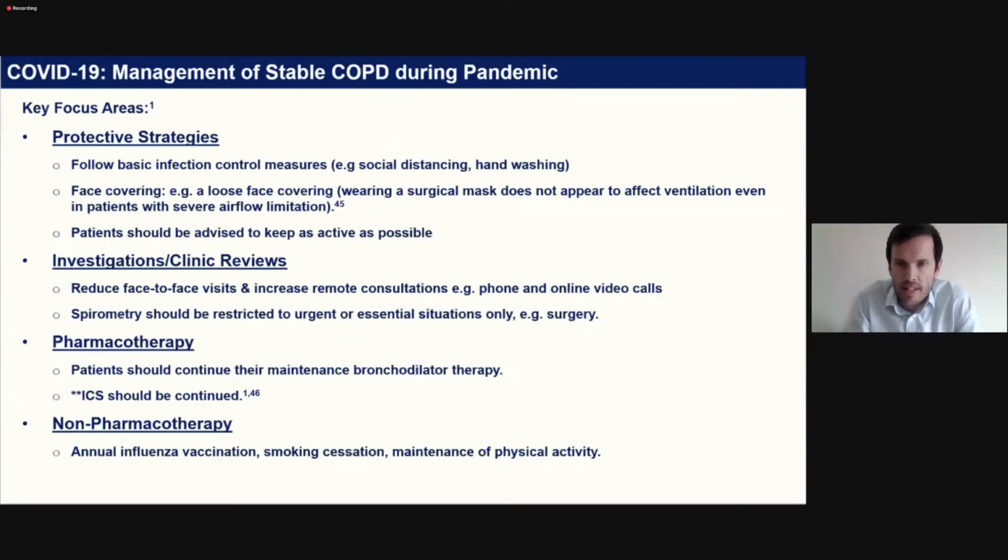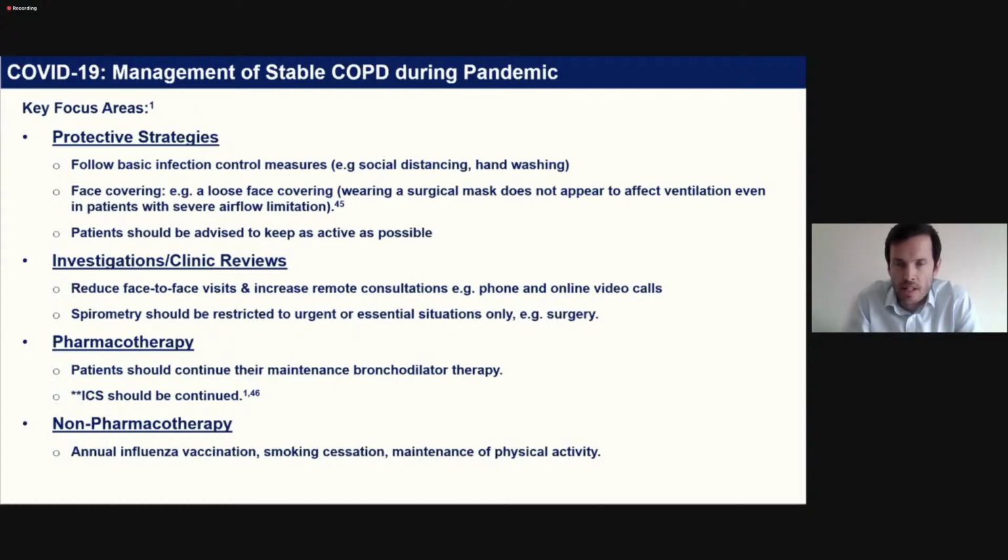So how should patients with stable COPD be managed during this ongoing pandemic? Based on the limited amount of available evidence, the most recent GOLD report recommends that patients with COPD should follow basic infection control measures such as social distancing and hand washing, wear a face covering, and indeed studies suggest that wearing a surgical mask does not actually affect ventilation, even in patients with severe airflow limitation. Patients should also be advised to keep as active as possible during public health mediated lockdown periods.